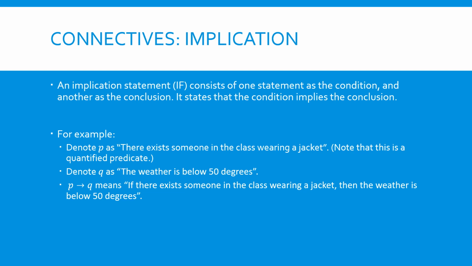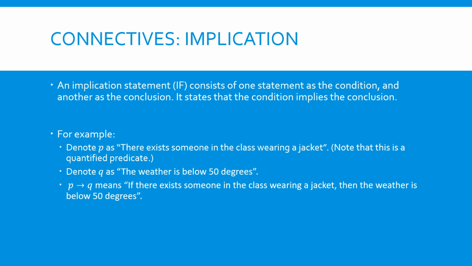The fifth connective is the implication or "if" connective. It takes two operands or elementary statements. The two elementary statements are ordered. The former statement is called the condition, and the latter is called the conclusion. It states that the condition implies the conclusion.